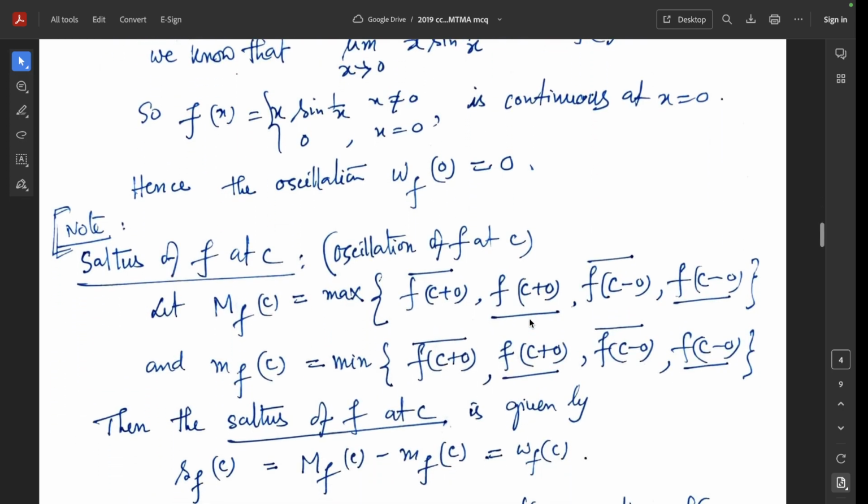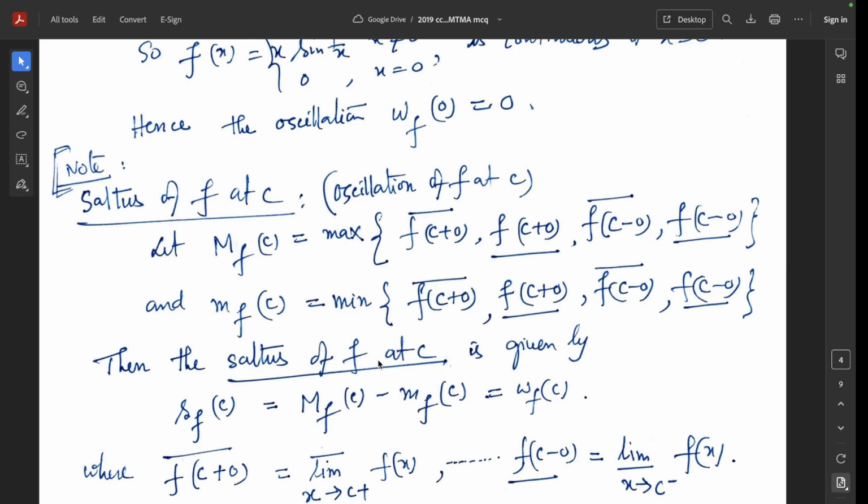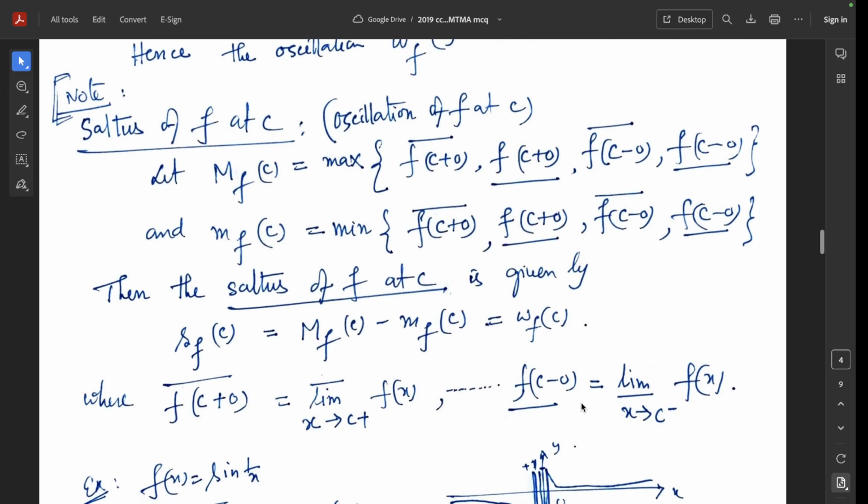Now, the definition of Saltus: actually, this is the oscillation. We can define capital M f(c) equal to the maximum of f(c+0) upper bar, f(c+0) lower bar, f(c-0) upper bar, f(c-0) lower bar, and small m f(c) is the minimum of these four elements. And then the Saltus of f at c, S f(c), equals capital M f(c) minus small m f(c), that is the oscillation of this function.